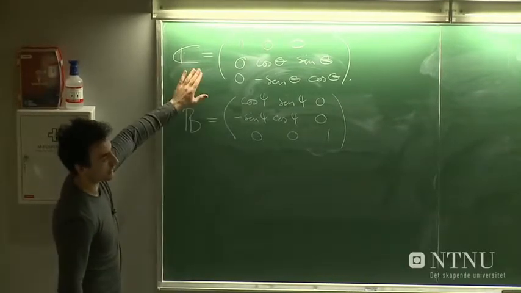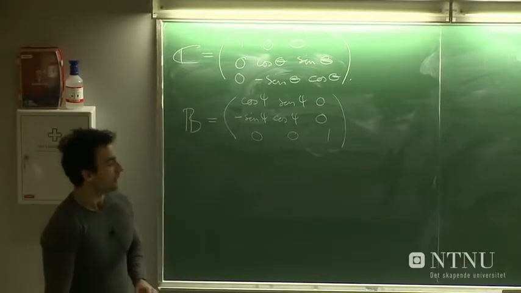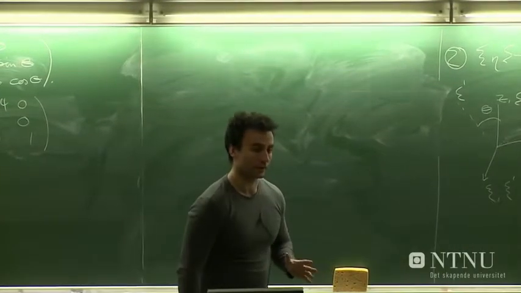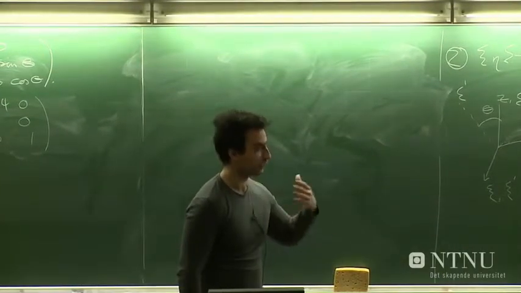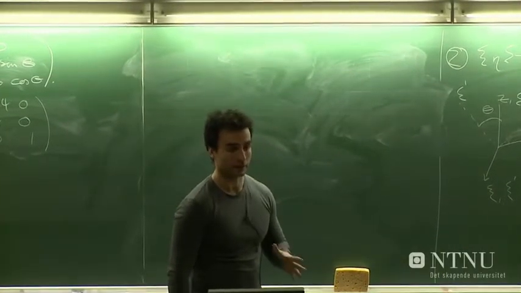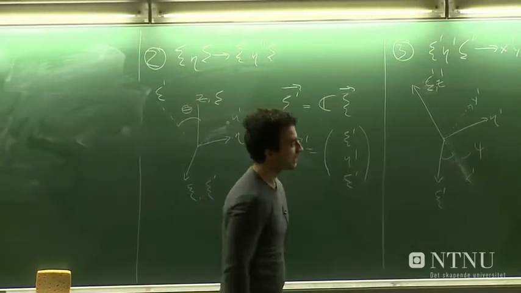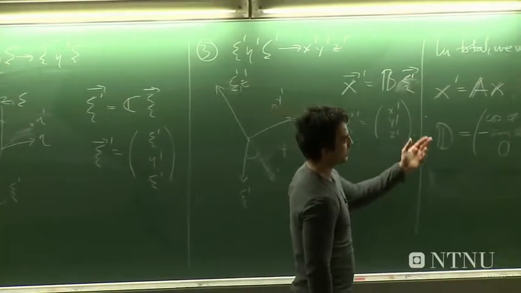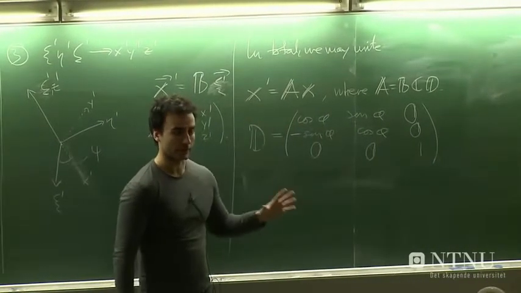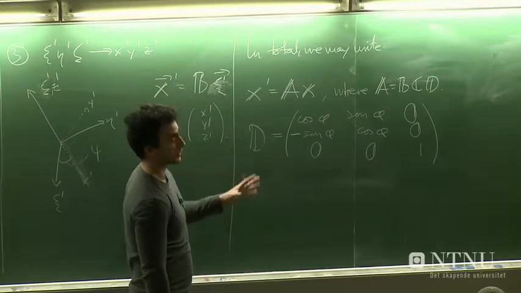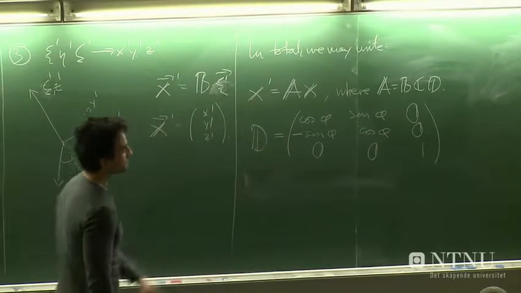So these are our rotation matrices. Their form is rather intuitive. We can sort of reason our way to how they should look based on the geometry of these coordinate systems. And so then we know that the total transformation going from the unprimed xyz system to the primed xyz system is just a product of these matrices.